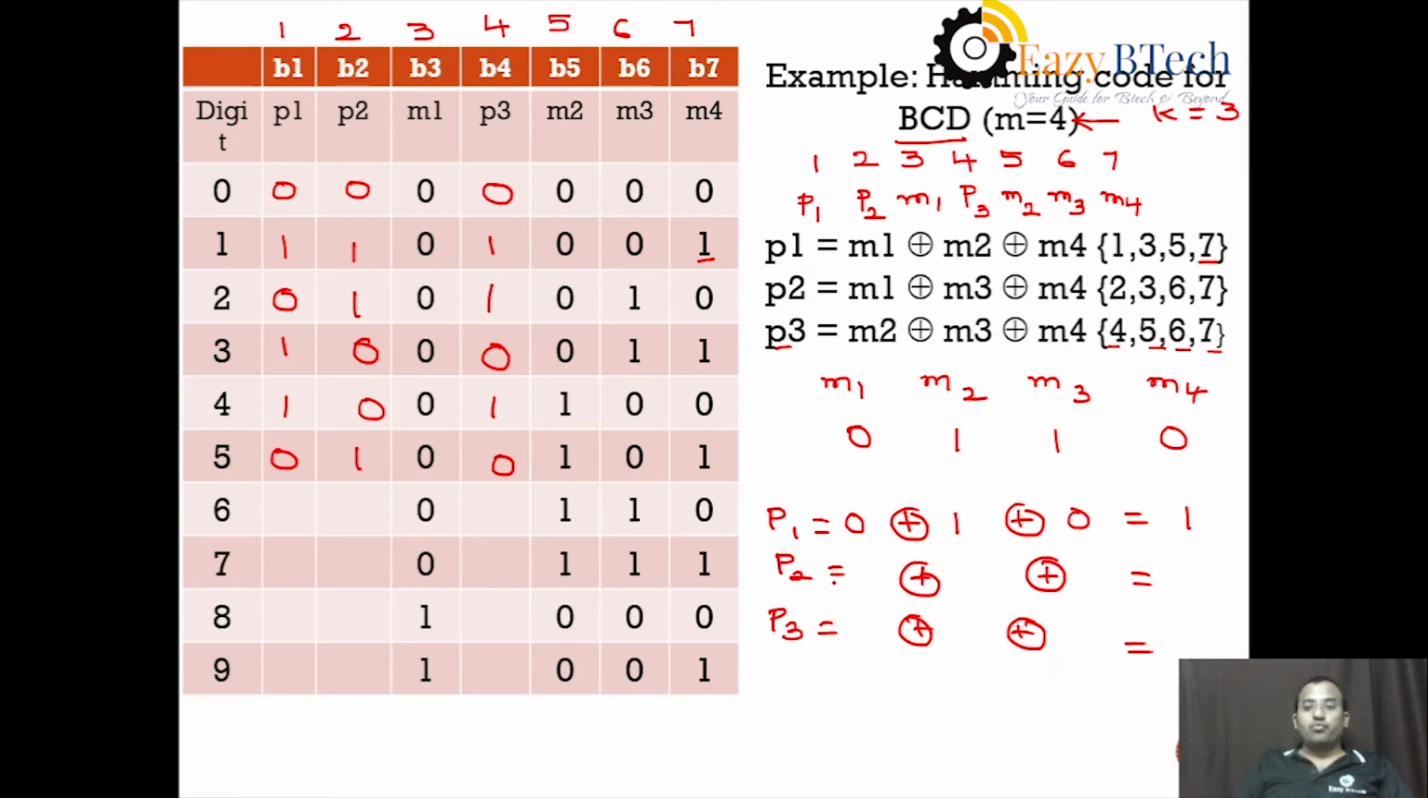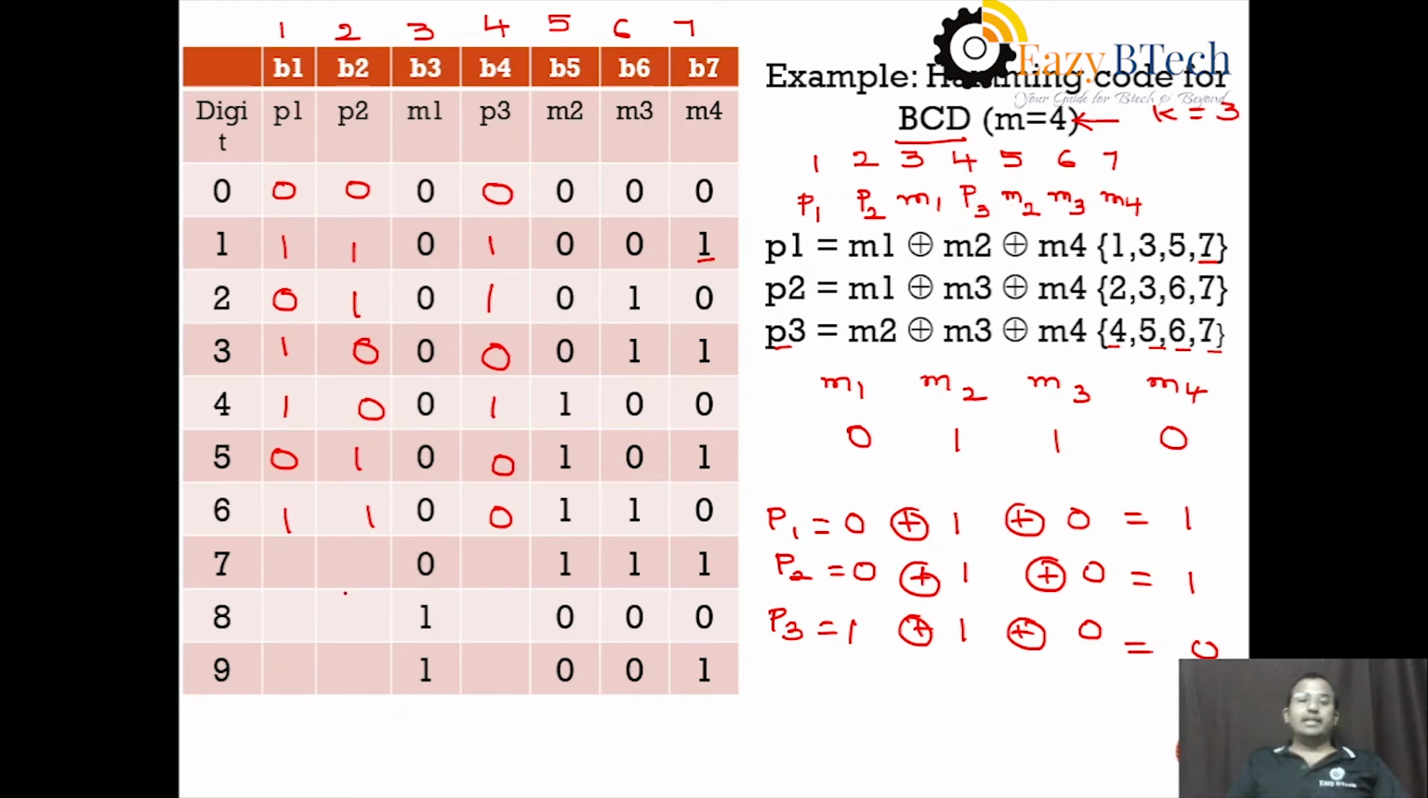P2, M1 is 0, M3 is 1, and M4 is 0. So 0 modulo 1 is 1, 1 modulo 0 is 1. Next for P3 it is M2 modulo M3 modulo M4. So 1 modulo 1 is 0, 0 modulo 0 is 0. So the parity bits are 1, 1, 0.